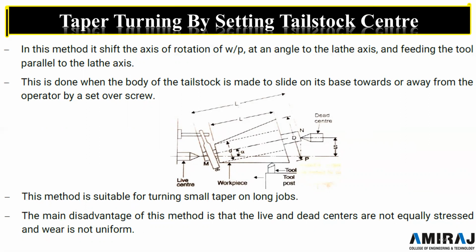The feed given to the tool is parallel to the lathe axis while the workpiece is set to the particular angle. This is done when the body of the tailstock is made to slide on its base towards or away from the operator by a set-over screw. This is possible when the body of the tailstock can slide towards or away from the operator. So we can swing the workpiece.